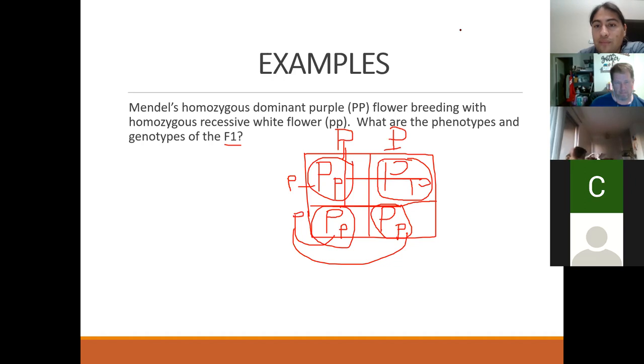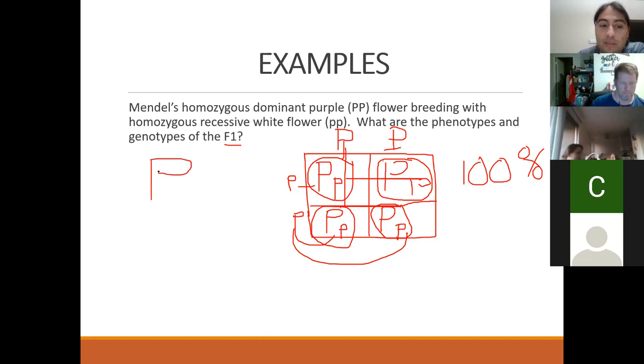So in total, the actual probability, and Evelyn was also writing the right answer, is that 100% of organisms are going to be heterozygous. That means we don't have any homozygous dominant, which would be capital P, capital P, and we don't have any homozygous recessive, which are lowercase p, lowercase p. All right. So you follow me over here?